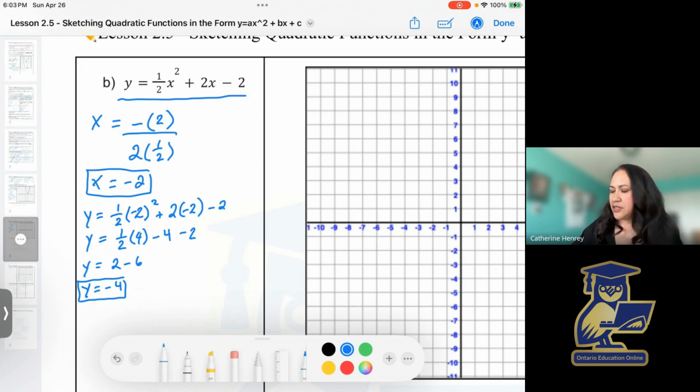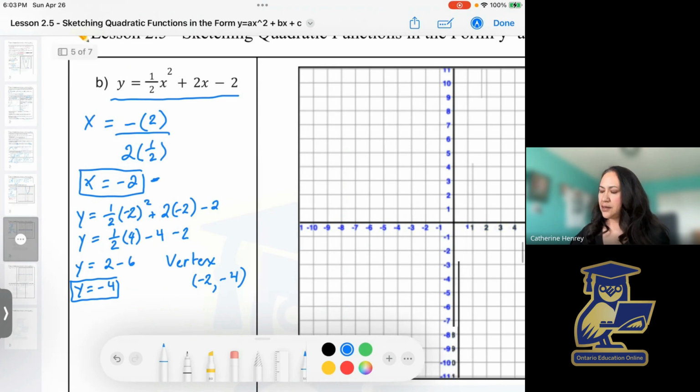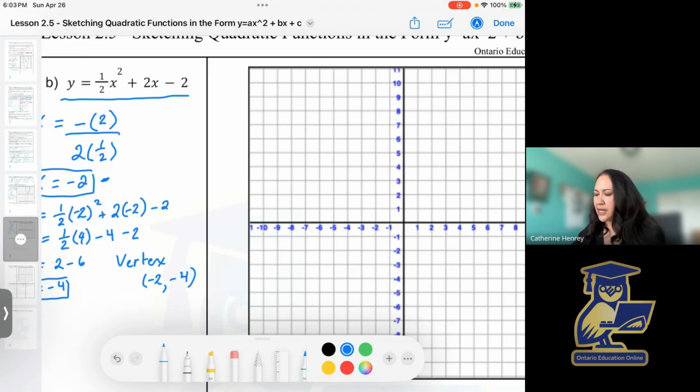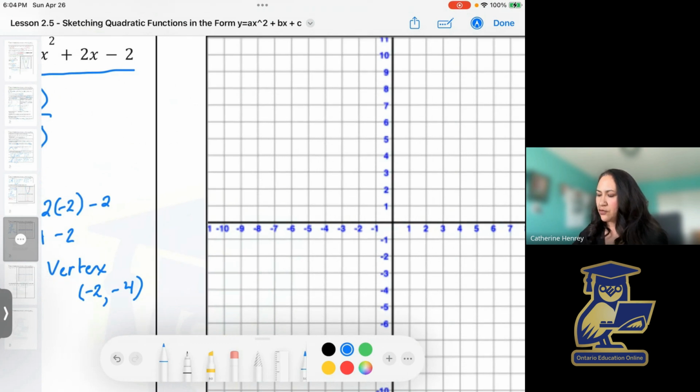So this means that the vertex is at -2, -4. And our axis of symmetry is x equals -2. So let's go ahead and start with that. We'll plot our vertex at -2, -4. We'll start there. And we'll plot our axis of symmetry, which goes straight through our vertex. And that is at x equals -2.